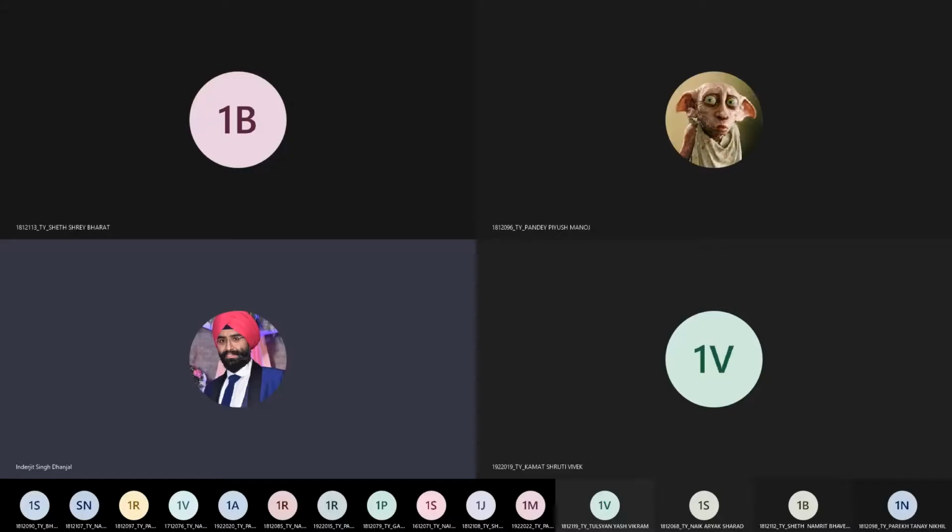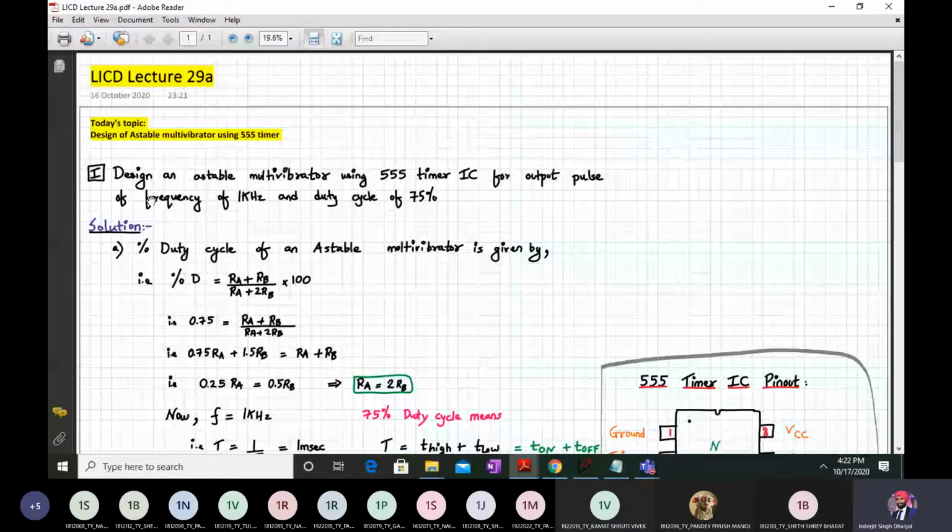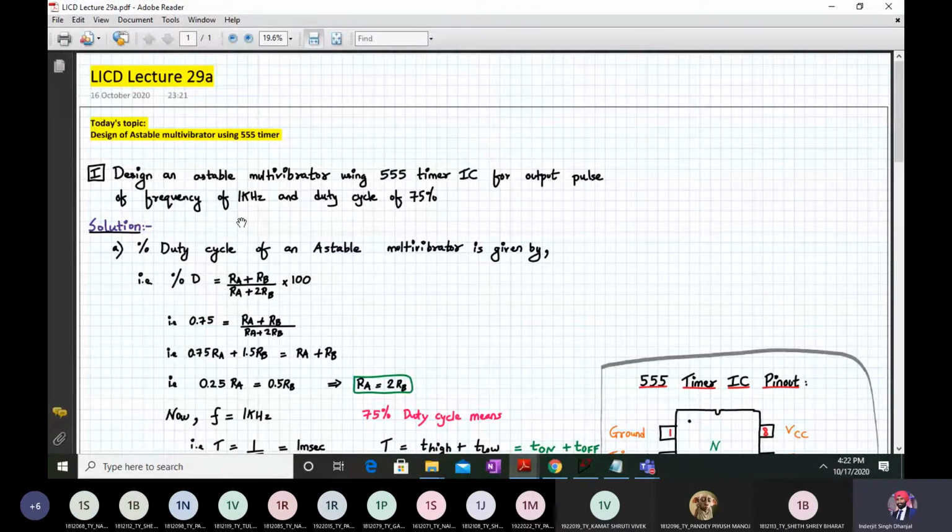Design an astable multivibrator using 555 timer IC for an output pulse of frequency 1 kilohertz and a duty cycle of 75%. I hope that you all know what duty cycle means. Anyways, even if you don't, we will see it ourselves with the output waveform. What is the duty cycle and how to measure it?